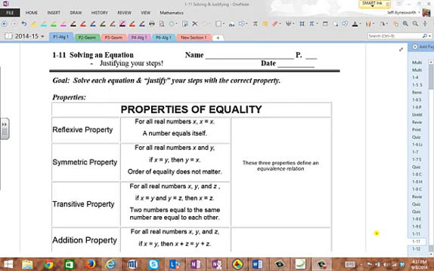It's going to test your skills because not only do you have to solve it, but you actually call it the correct property as you go. You know, what property allows you to do what you want to do?